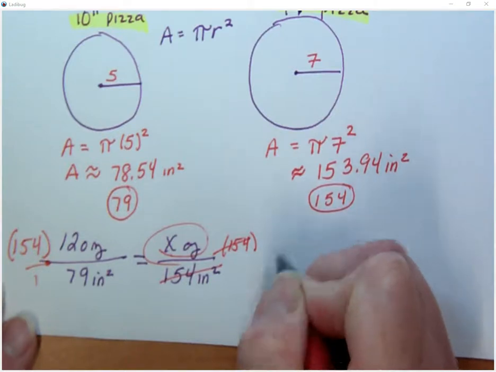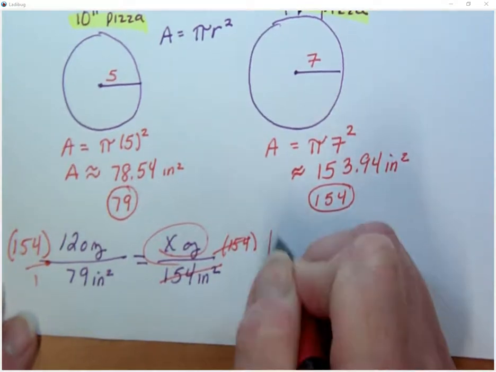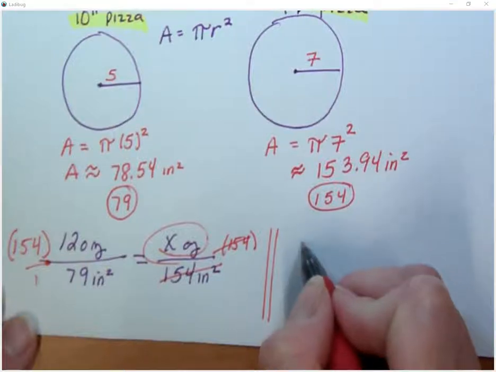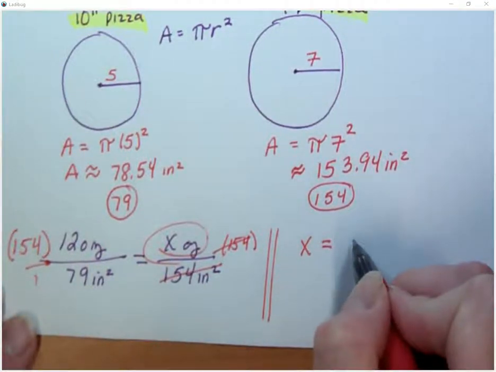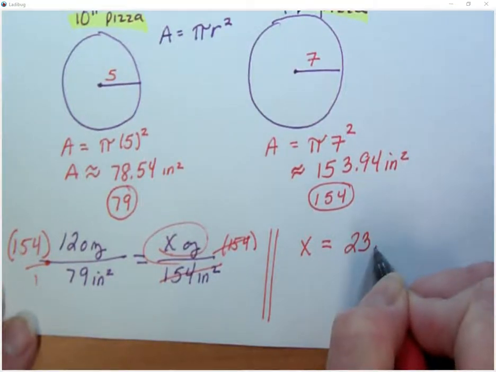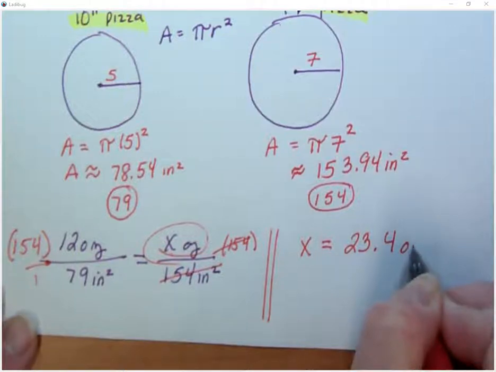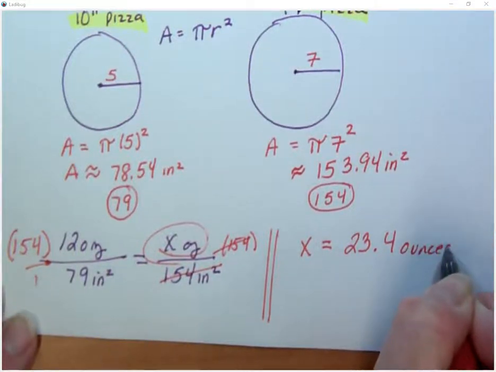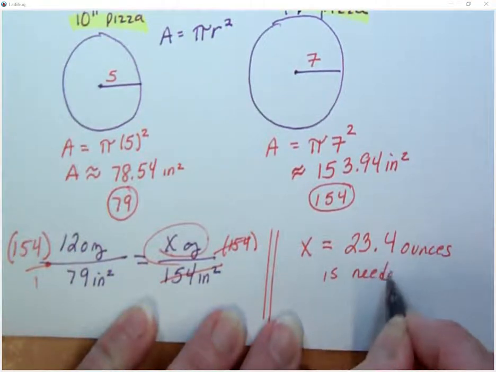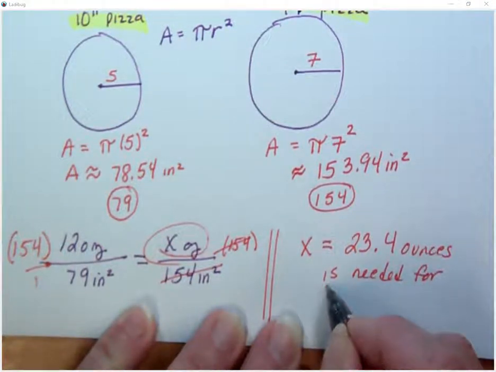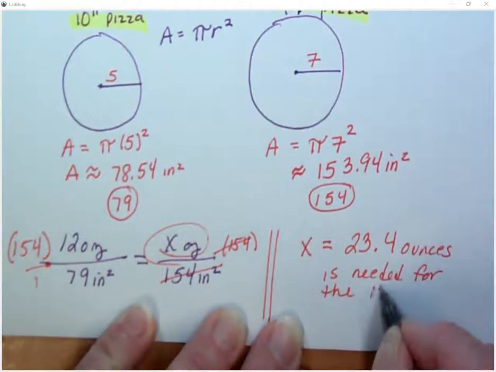So this comes out to be, so I have a little line here, X equals 23.4 ounces is needed for the 14-inch pizza.